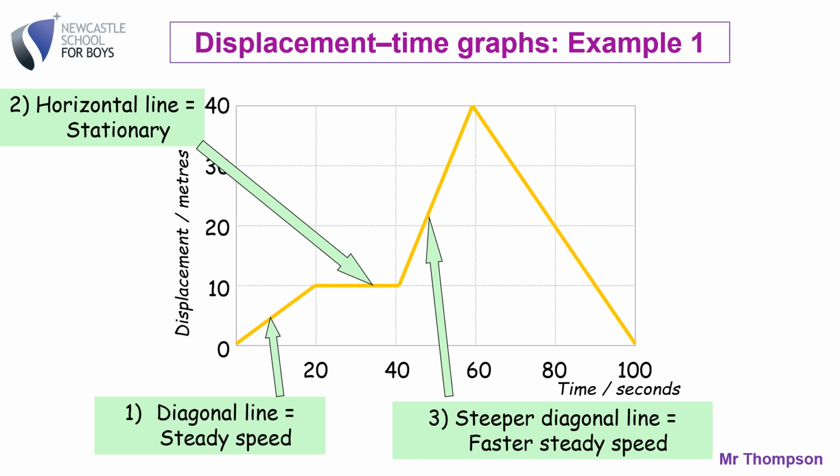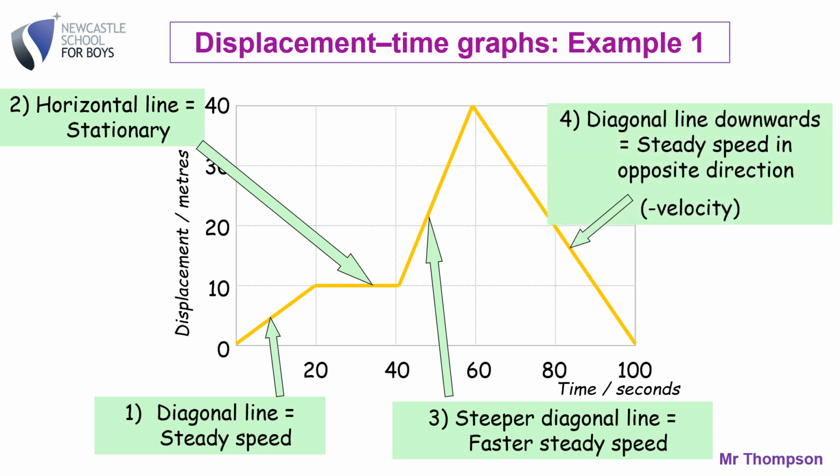And then the line coming back down means it's turned around. It comes in the opposite direction. And it's a steady speed again, because it's a straight line, and it's in the opposite direction. If we were referring to velocity here, it would be a minus velocity. The number would be minus because velocity is a vector quantity.